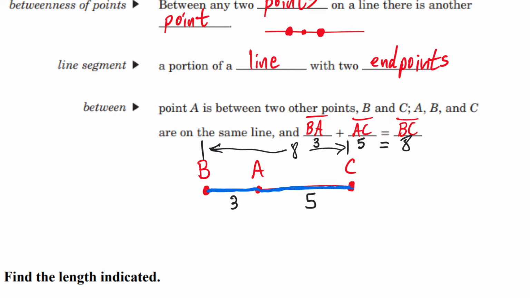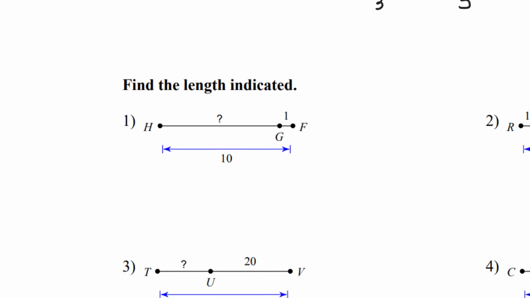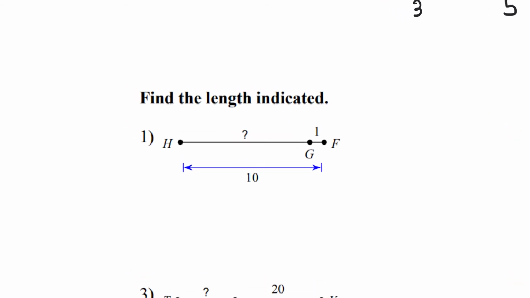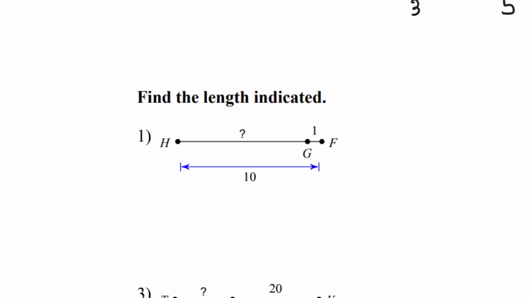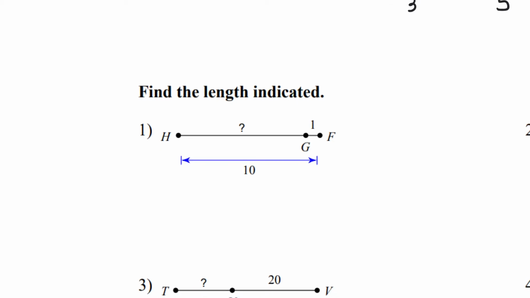So we're going to start out very, very basic here. On this first one, let's do it like this: HG plus GF equals what? HF.